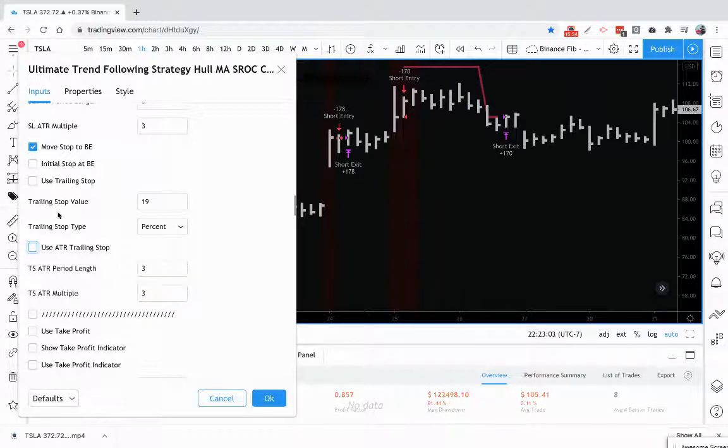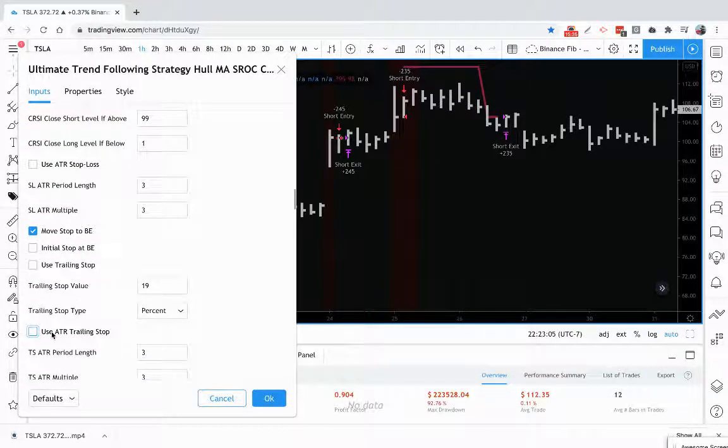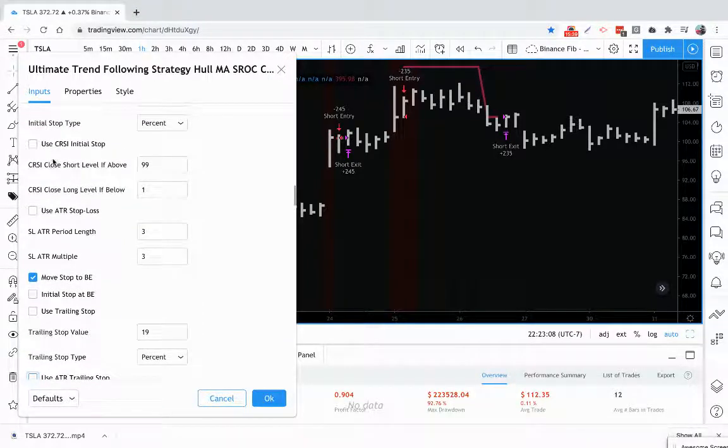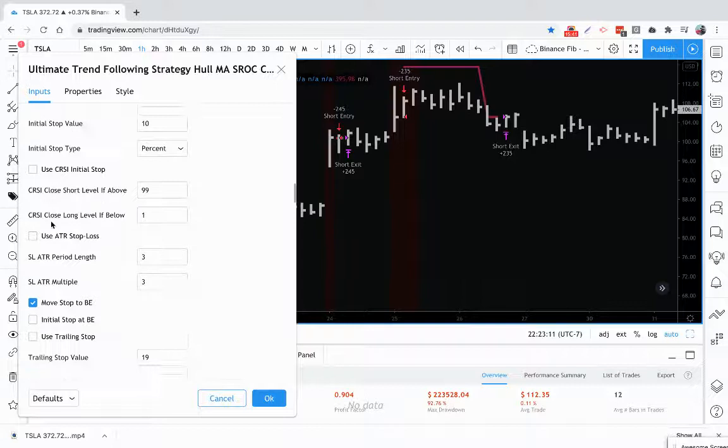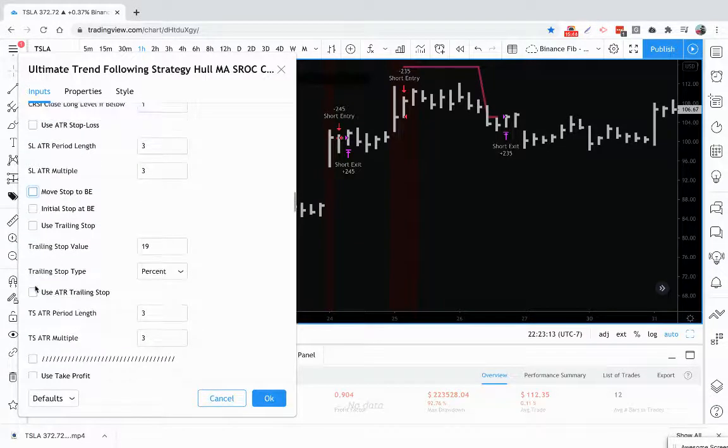Okay. And you can either use the ATR stop loss or the trailing stop. It's one or the other. You can't use them both at the same time. They won't work properly. So you either use the trailing stop or the ATR trailing stop. Using together will mess it up. So it's one or the other. It's either a fixed percent or an adaptive average true range.